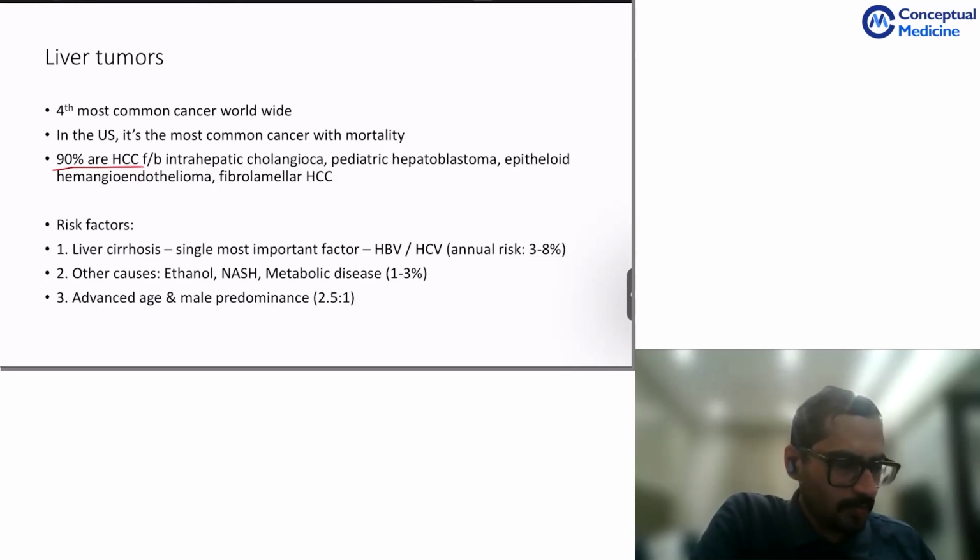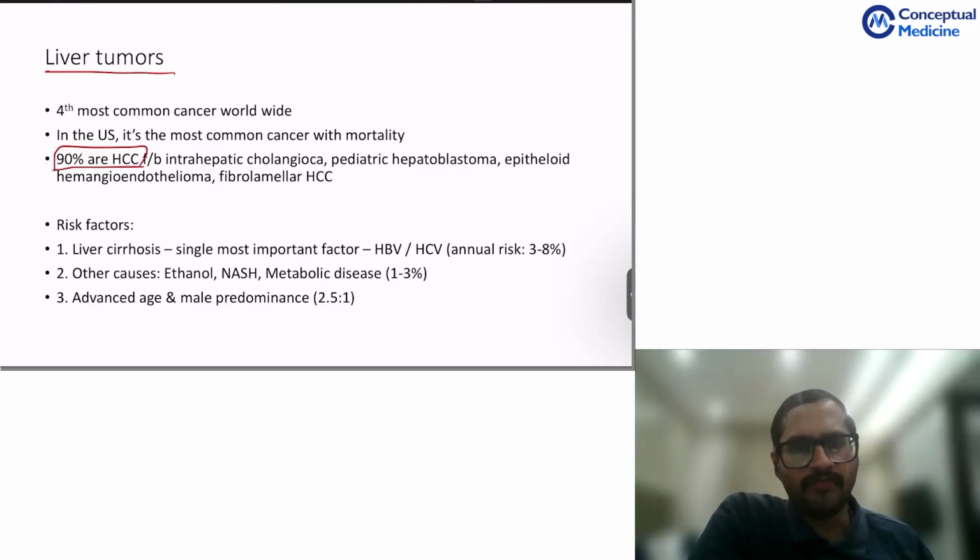It is followed by other rare variants of the liver tumors like intrahepatic cholangiocarcinoma, childhood hepatoblastomas, and fibrolamellar HCC. So out of liver tumors, it is hepatocellular carcinoma which is the most common, and it is the fourth most common cancer worldwide, with very high mortality.